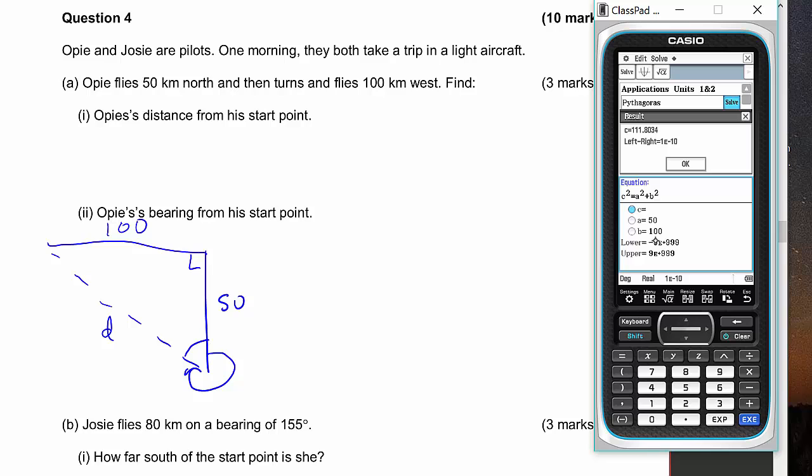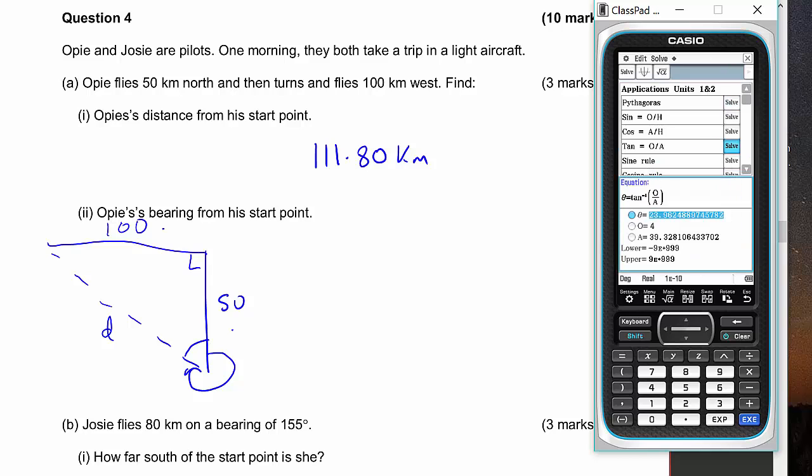And that gives me 111.80, so that's 111.80 kilometers. Now for the angle, this would be the opposite and the adjacent, so we'll use the tangent. And we're trying to work out the angle, given that the opposite is 100, and the adjacent is 50. So that's 63.43.